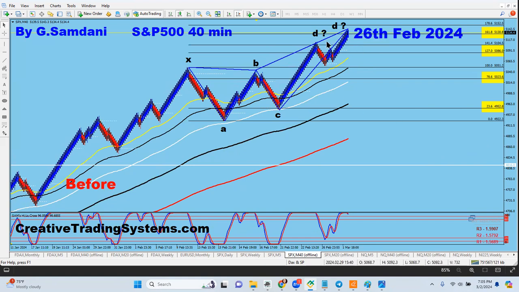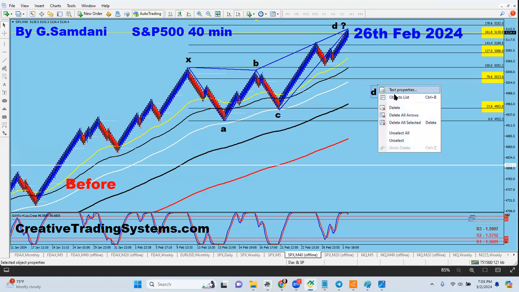So the pattern is made, and let's see what happens, right? I will be expecting a downside move, but if it doesn't happen, then so be it. So this is it for now.